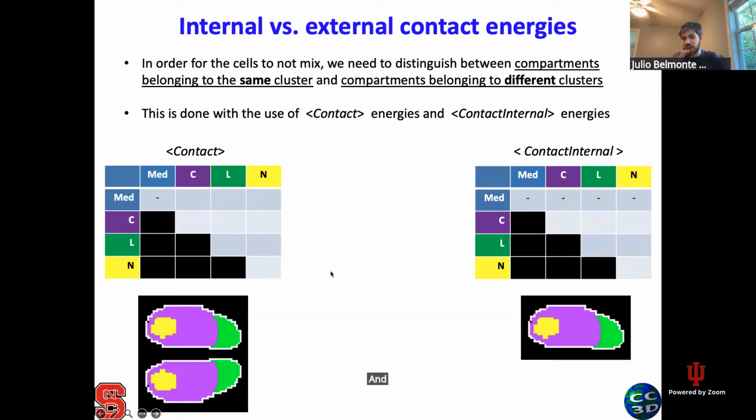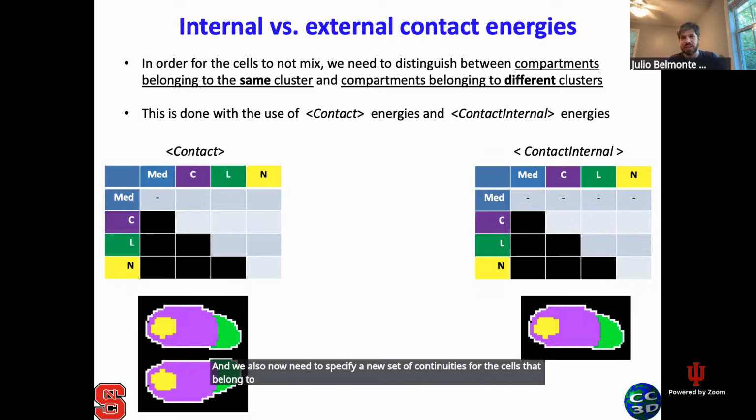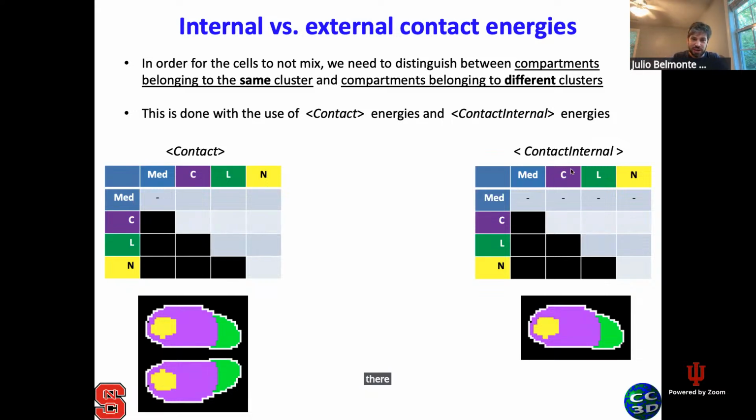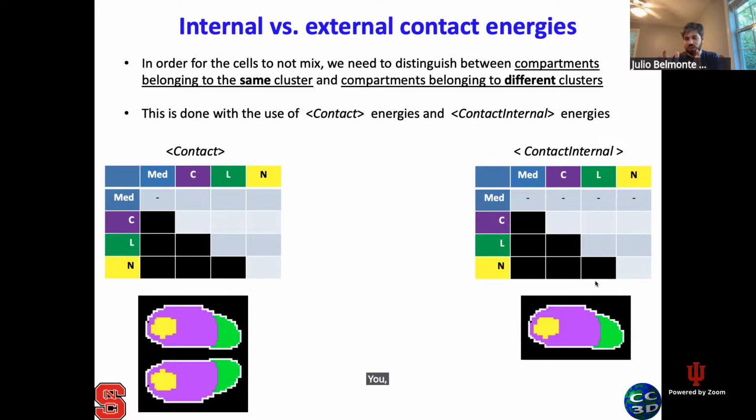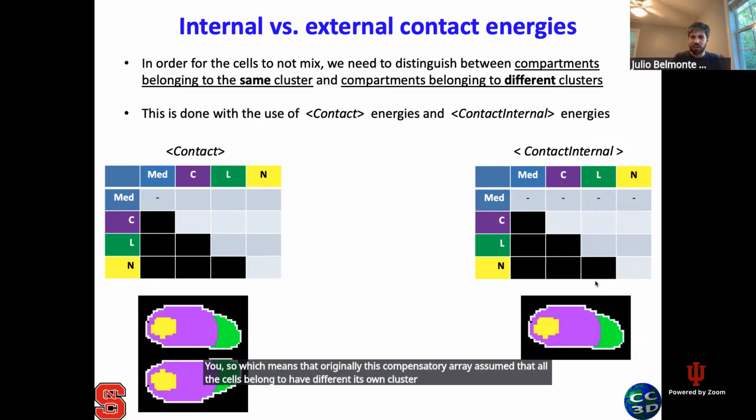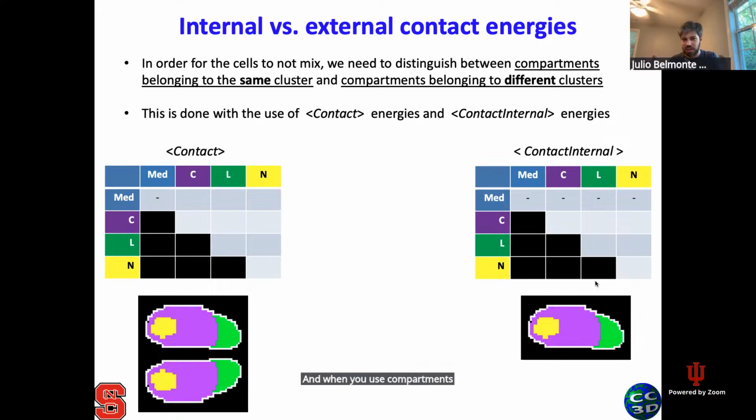And we also now need to specify a new set of contact energies for the cells that belong to the same cluster. And that will be now the internal contact energies that you see here. So when you do a model with cell compartments, you now need to specify these internal energies of the compartments. Originally CompuCell3D already assumed that all the cells have their own cluster ID. So your contact energy that you see in your cell simulation is usually the external contact energy. And when you use compartments, you have to specify the internal contact energies.